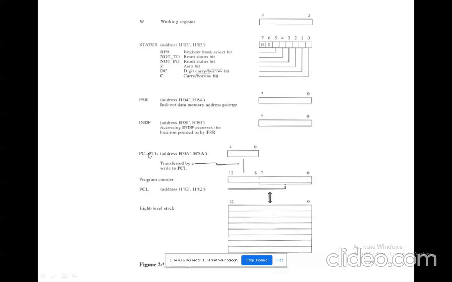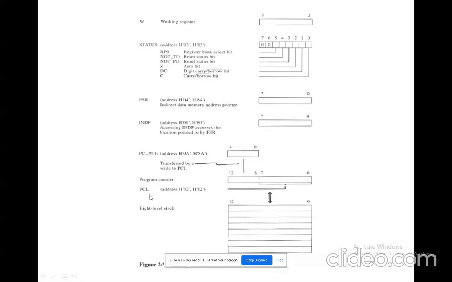LATH: LAT stands for latch, H stands for higher byte. Okay, so program counter is a 13-bit register. In that, the 5 higher bits will be represented by the PC latch higher byte. That is, bits 0 to 4 will be representing the PC latch higher byte. Okay, this one is 0 to 5.